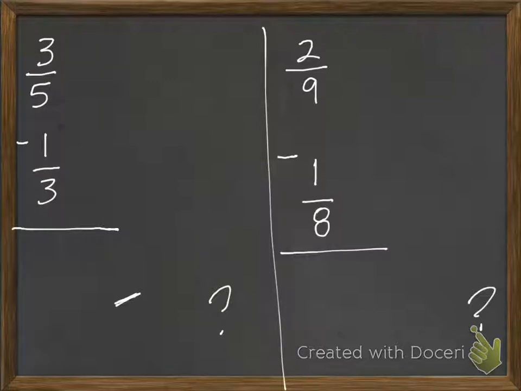Okay, now I want you to follow along with me, especially if you got one of these wrong. So, the first one, what did you change the denominators to? What did you make them? Well, in this case, we can do 5 times 3 because it's a little number. It's 15. So, let's just say we did 5 times 3.